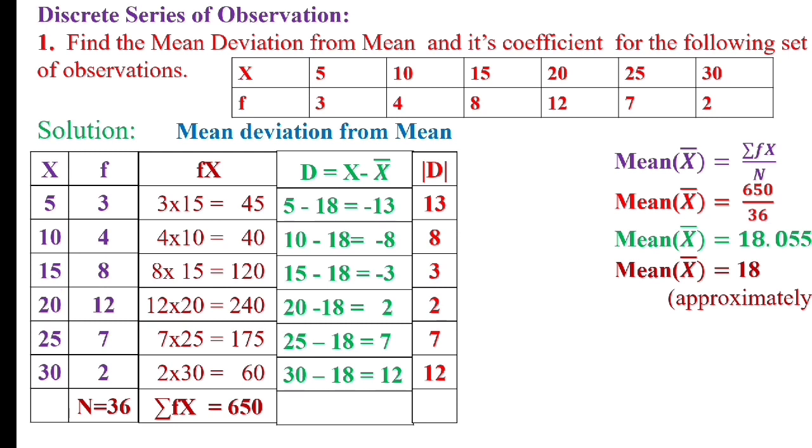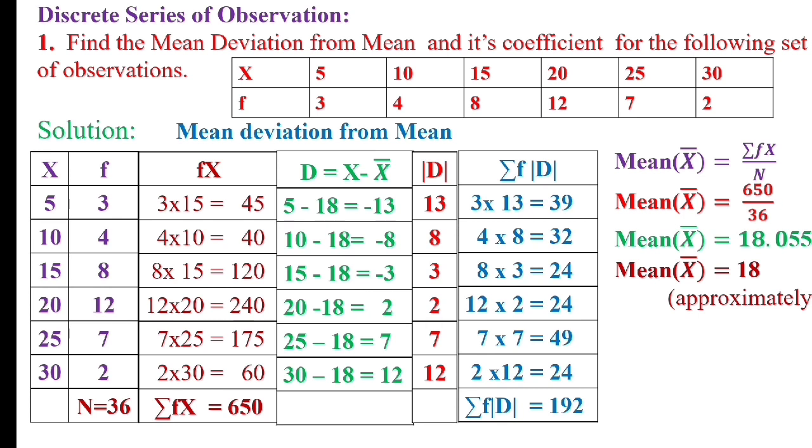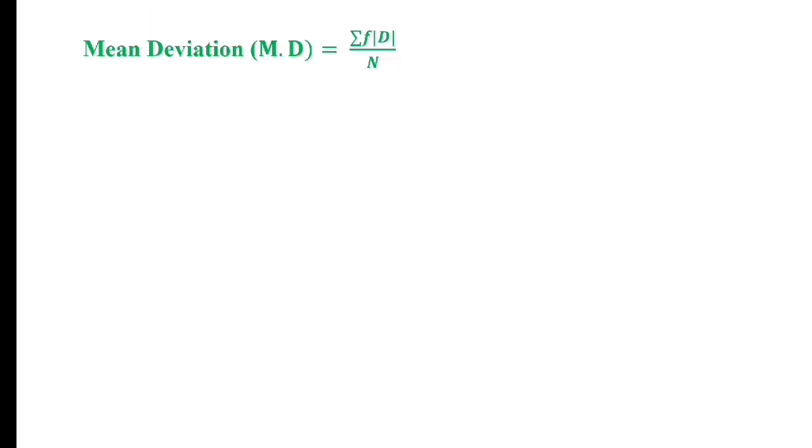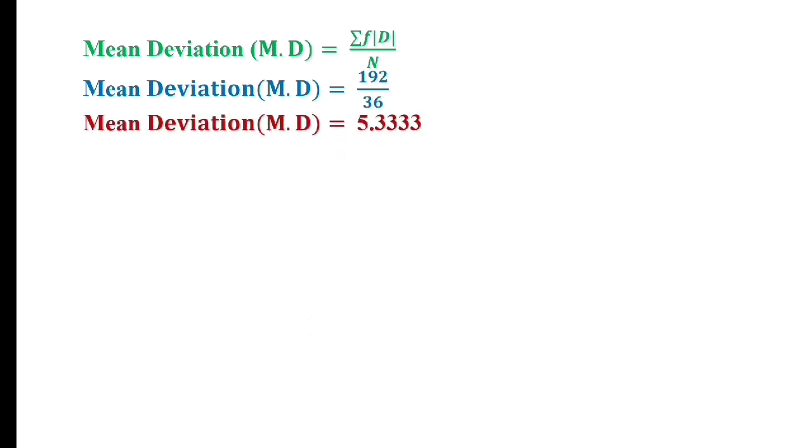Here in the formula, summation f modulus d needs to be found. So f and d will be multiplied. 3 into 13 is 39, 4 into 8 is 32, 8 into 3 is 24, 12 into 2 is 24, 7 into 7 is 49, 2 into 12 is 24, totally 192. This is summation f into modulus d. So the mean deviation formula is summation f into d divided by N. 192 divided by capital N, 36, is 5.33. This is called the mean deviation. So this is mean deviation from mean.